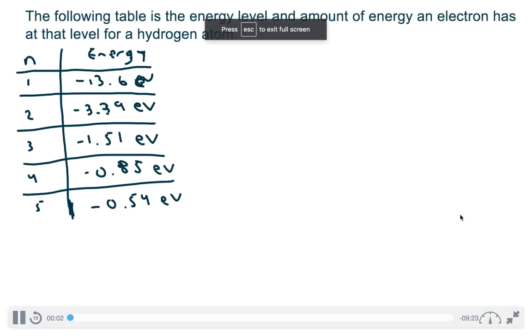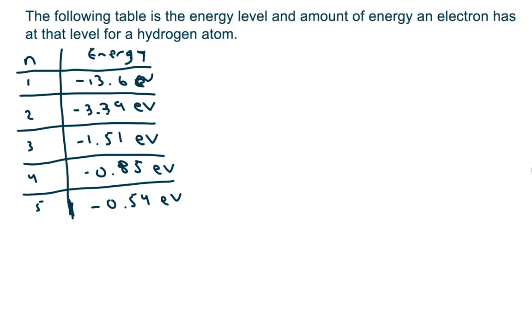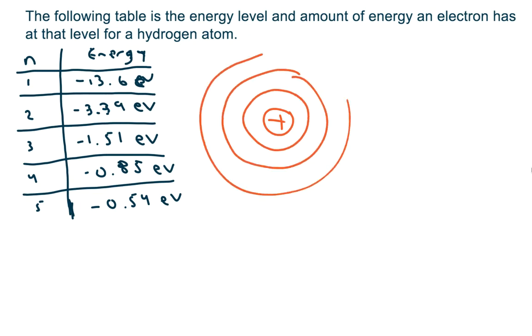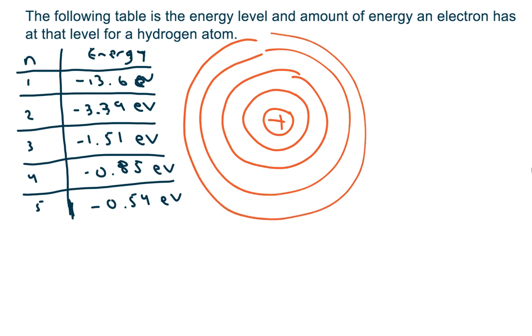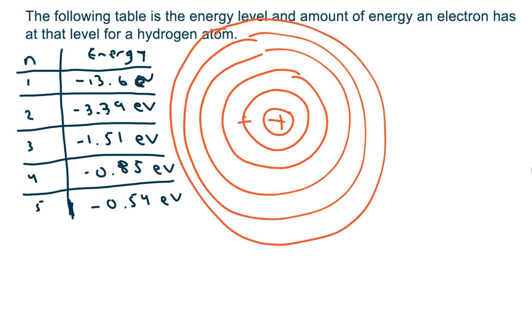Alright, so this question says the following table is the energy level and amount of energy an electron has at that level for a hydrogen atom. So basically, if you think about a hydrogen atom, I'll draw it. You have a proton, and you have these different energy levels. 1, 2, 3, 4, 5. Now, an electron can be in any one of these energy levels.